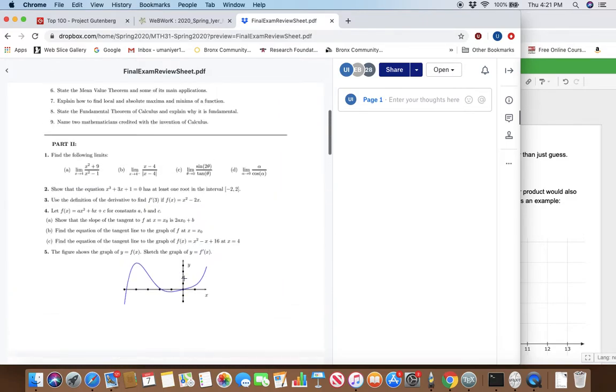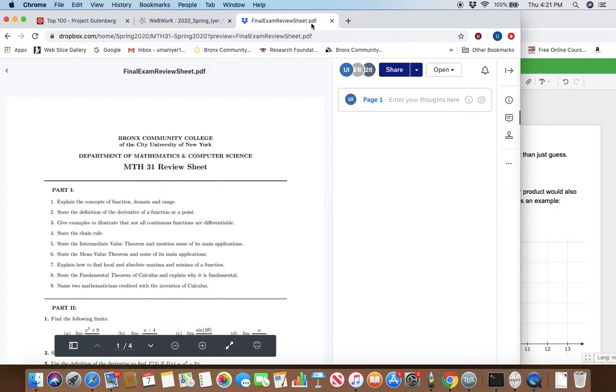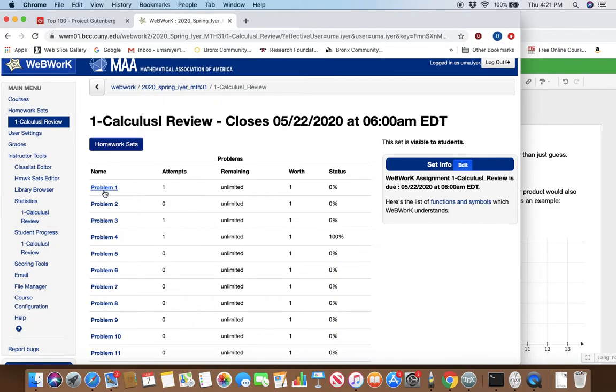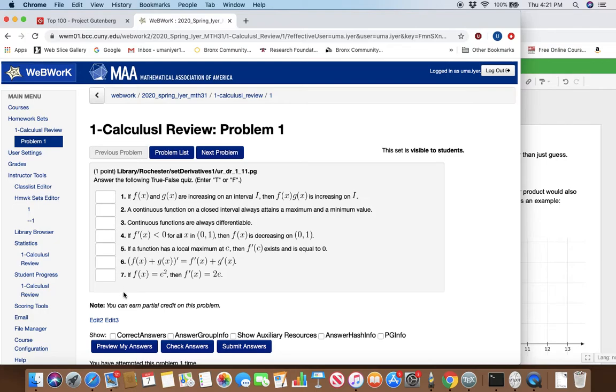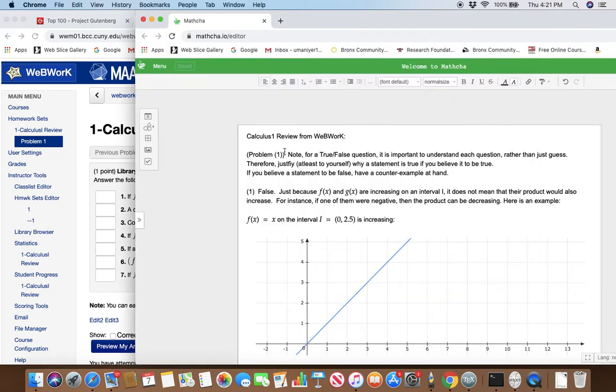So go over this review sheet after going over this. Problem 1 has 7 parts. So let's go over at least some of the parts in this particular video. First part says, if f(x) and g(x) are increasing on an interval I, then f times g, the product function, is also increasing. Actually, it's false. Just because f(x) and g(x) are increasing on an interval I, it does not mean that their product would also increase.